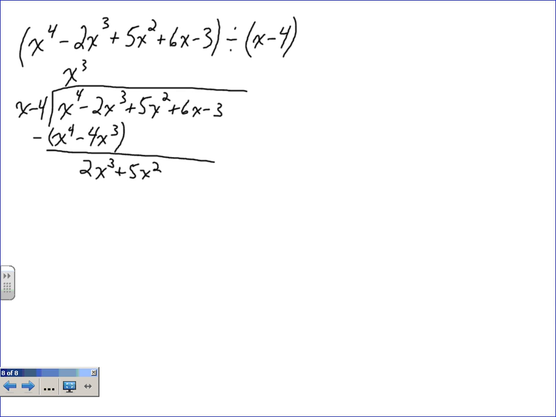And what do I have to multiply the x by to get 2x cubed? 2x squared. I'll put that up here. 2x squared times x is 2x cubed, and 2x squared times negative 4 is negative 8x squared. And I put parentheses and subtract. 2x cubed minus 2x cubed is 0. 5x squared minus a negative 8x squared is a positive 13x squared. Bring down the next term, which is 6x.